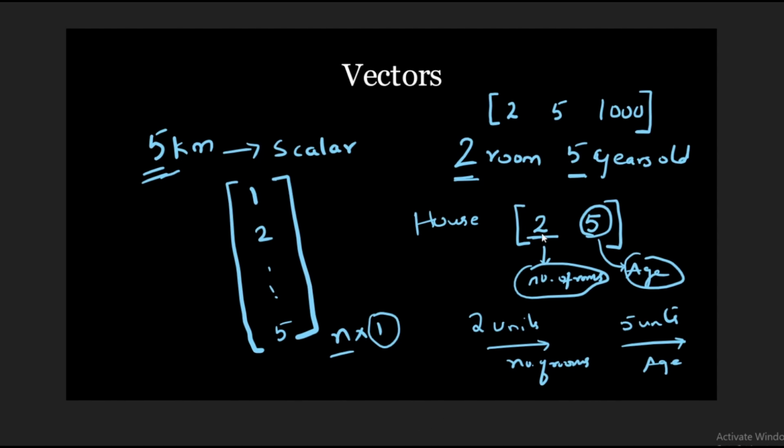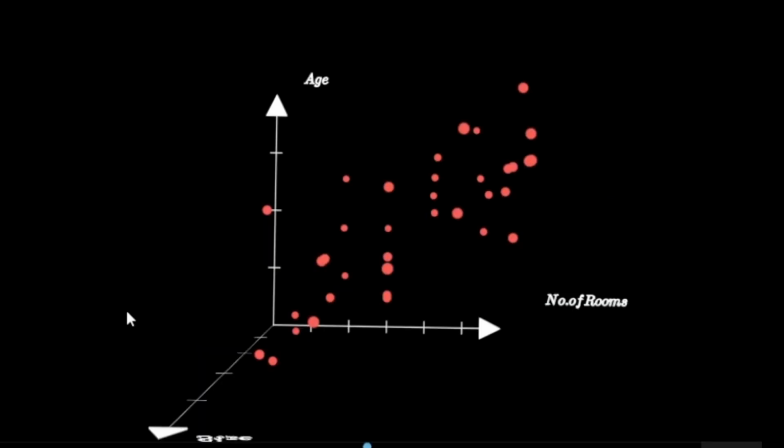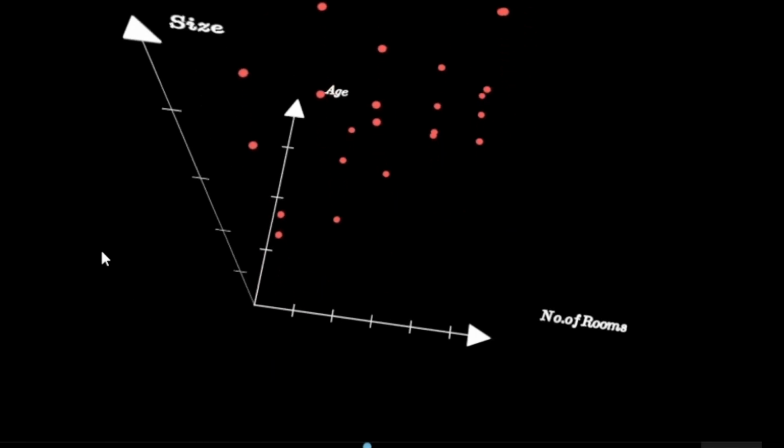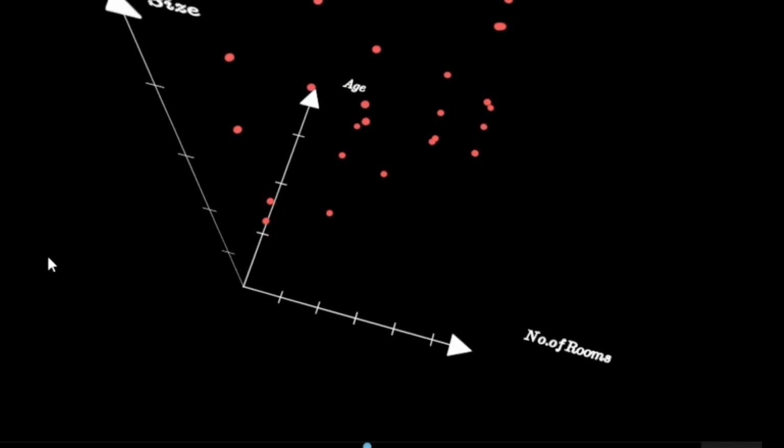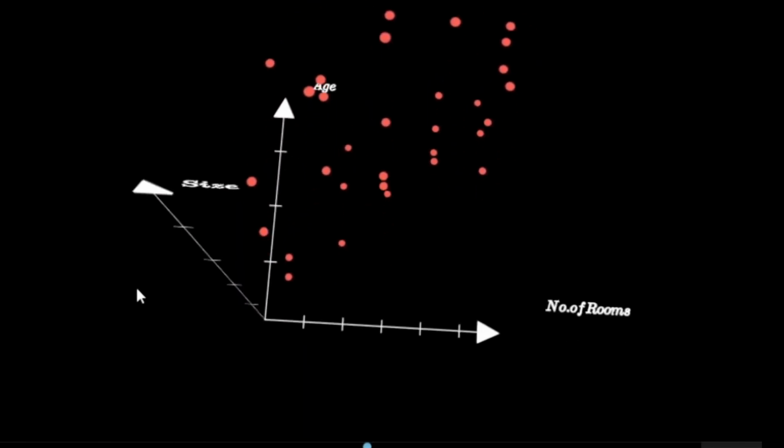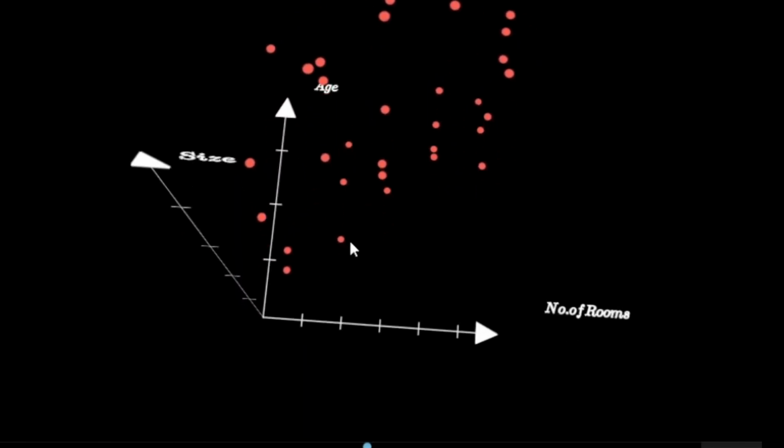Now each house is represented in 3 dimensions. When you look at it in a graphical format, each house becomes a point in a three-dimensional space represented by number of rooms, age, and the size. And as I said earlier, here each house will then be represented by x units in the number of rooms direction, y units in the age direction, and z units in the size direction.